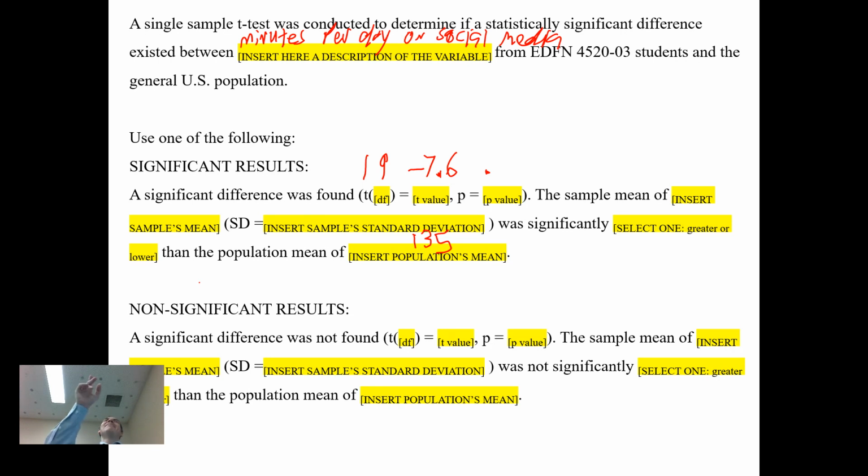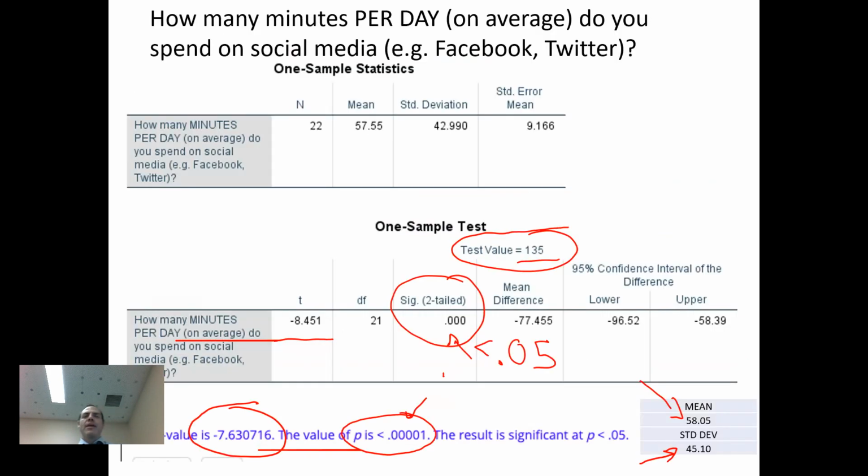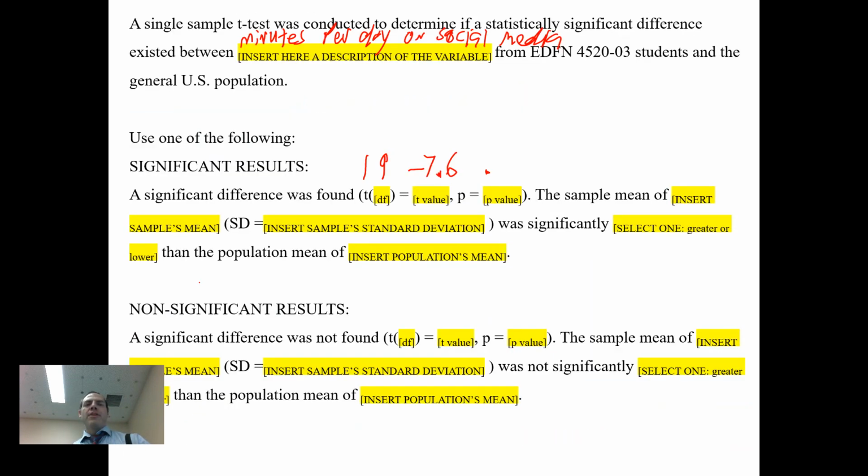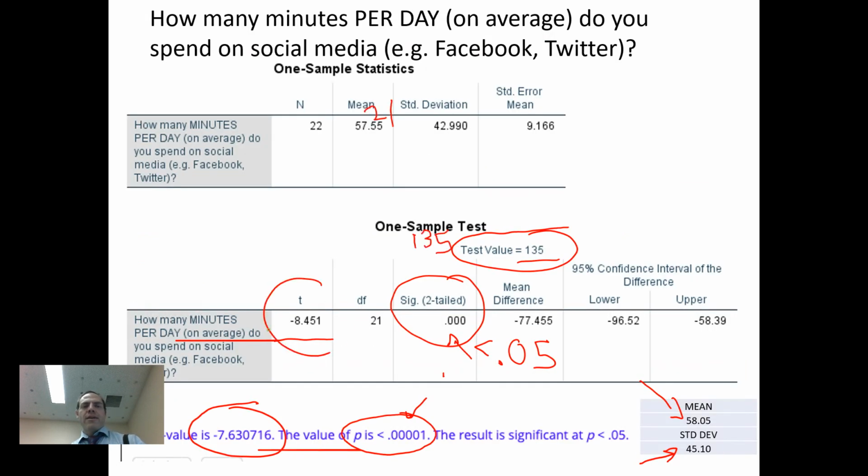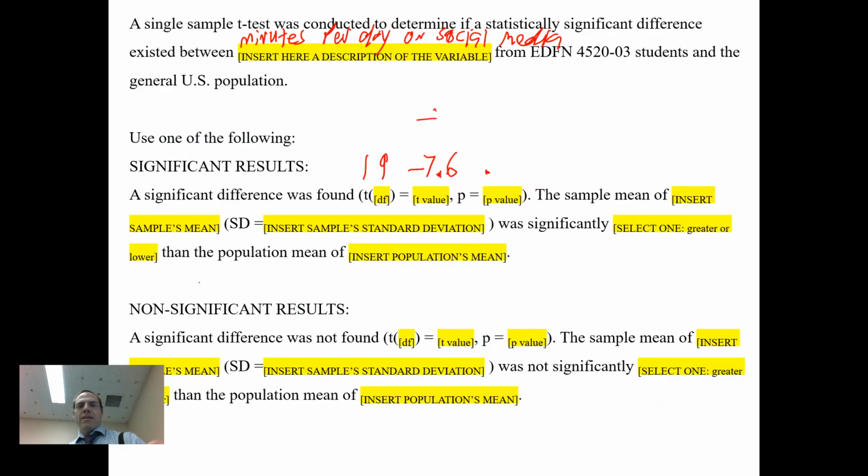We were trying to do it through SPSS, and I don't have those numbers. Oh yeah. So SPSS is different. SPSS is going to be 21 degrees of freedom. The t-value is right here, negative 8.4. And then the p-value is the same.